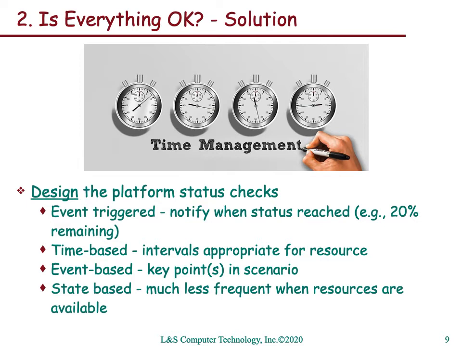The solution for "is everything okay" is first of all to design the solution. Don't just use default system processes that check status. The solution may be event triggered, where you use an interrupt or notification that it's time to issue a warning. It may be time-based, where you use intervals that are appropriate for the resource depletion rate. It may be event-based, where it's done at key points in the scenario, or it may be state-based, where the frequency is tailored to the availability of the resource.